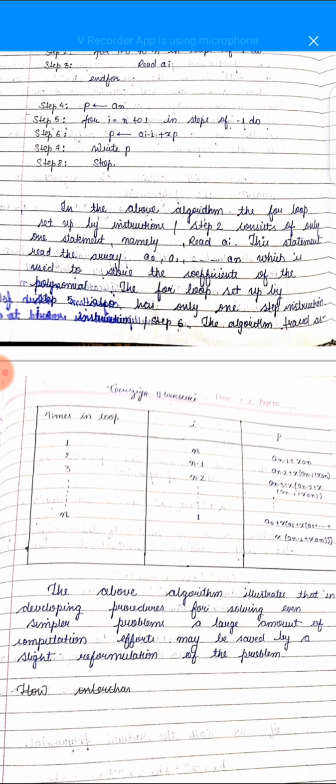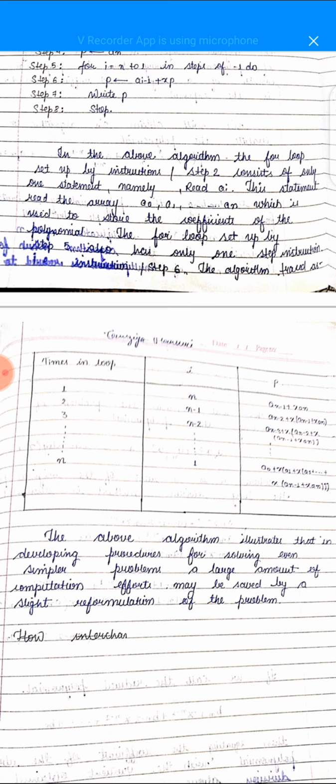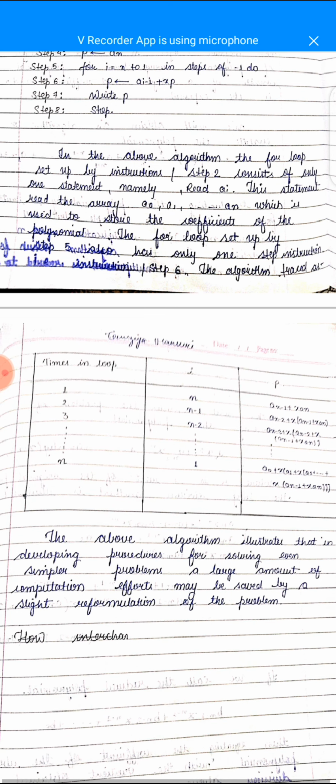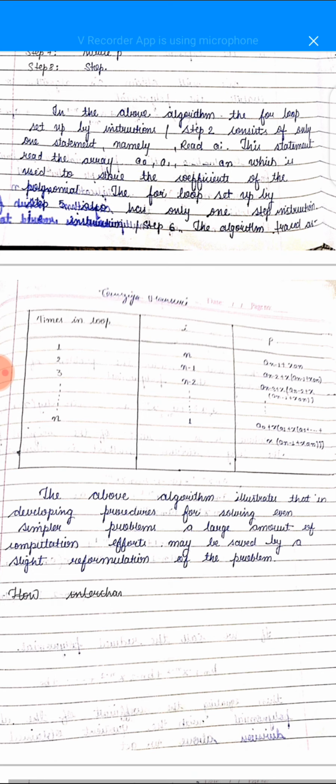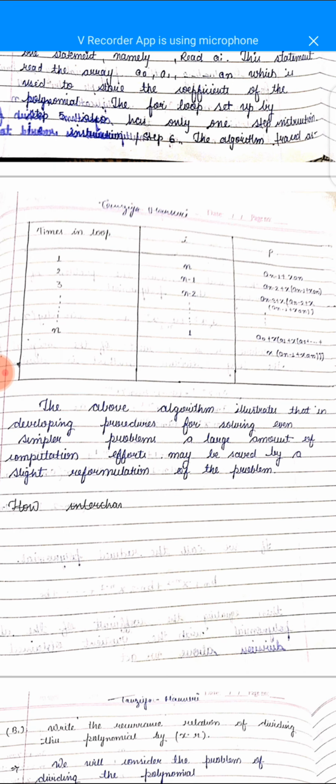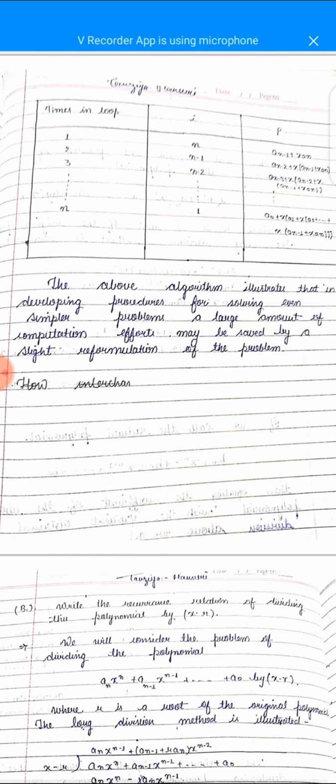In the above algorithm, the for loop set up by the instruction in step 2 consists of only one statement, namely read a_i. This statement reads the array a_0 to a_n, which is used to store the coefficients of the polynomial. The for loop set up by step 5 has only one instruction, step 6. From the given table you can see that the above algorithm illustrates that in developing a procedure for solving even a simple problem, a large amount of computation effort may be saved by a slight reformulation of the problem.